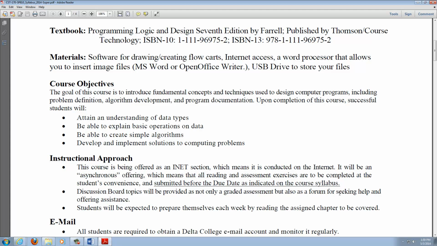The approach, instructional approach, it is an online course, and so that means therefore that we do not meet face-to-face. Basically, it's an online course, and I try to frequently go out to the e-learning site to check on if there's any questions or anything. There is a discussion board that I'll have out there. If anyone has any questions, they can put it out there on that discussion board. And basically, this is the crunch of the whole thing. The student will be expected to prepare themselves each week by reading the assigned chapter to be covered.